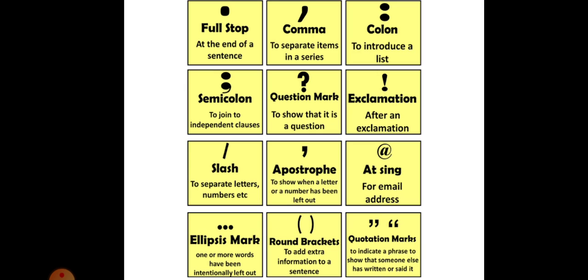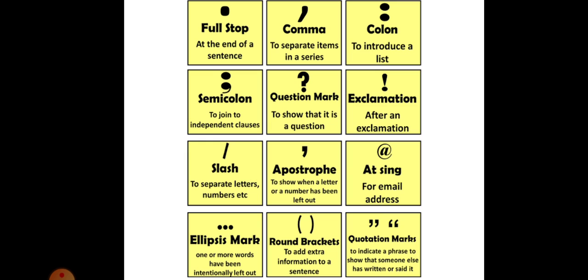Here are the different punctuation marks you can see. The first one is the full stop. We put full stop at the end of the sentence. Then there comes the comma. Comma is put when we want to separate the items from each other, or when we are making a list and we are writing down the items in the list or in a series, then we put down the comma. Here is the colon. We put the colon when we are about to start writing a list. Before writing a list, we put down a colon. Then there comes the semicolon.